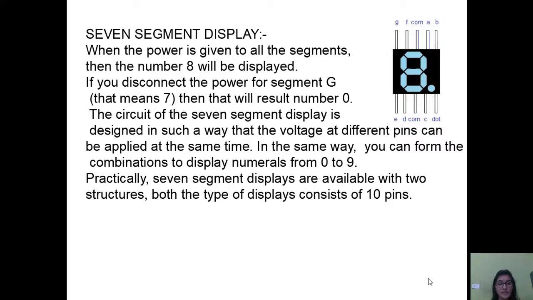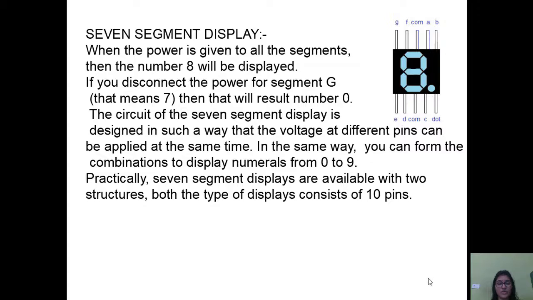The circuit of the 7 segment display is designed in such a way that voltage can be applied at different pins at the same time. In the same way, you can form combinations to display numerals from 0 to 9. Practically, 7 segment displays are available in two structures. Both types of displays consist of 10 pins.